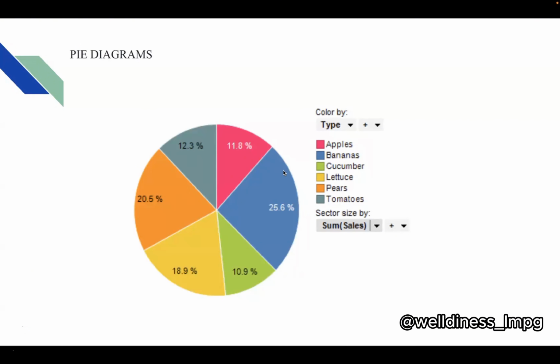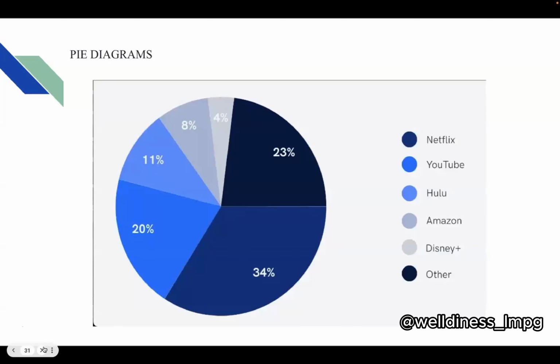So which one is the least consumed fruit according to this pie diagram? Cucumber. 11.8. That's cucumber. What about the most consumed fruit? Banana. Yeah. So that's actually correct. Banana.